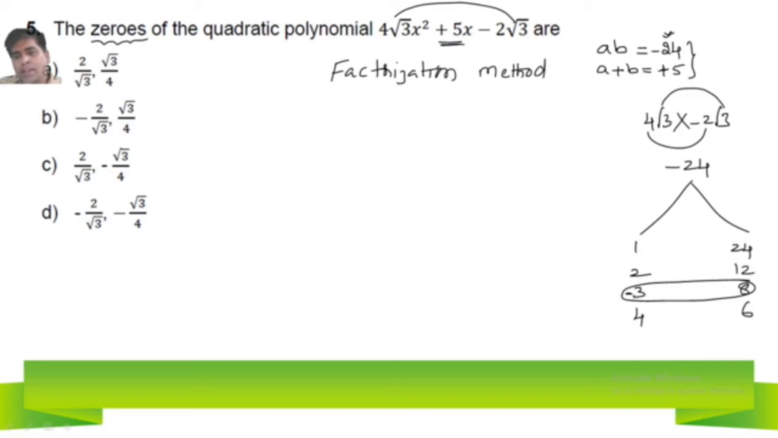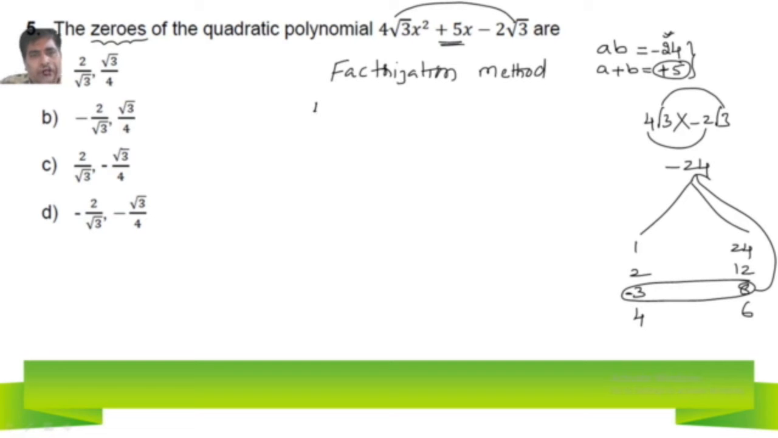8 into minus 3 is minus 24, 8 plus minus 3 is 5. So this is the perfect pair. So based on this, we can factorize it.